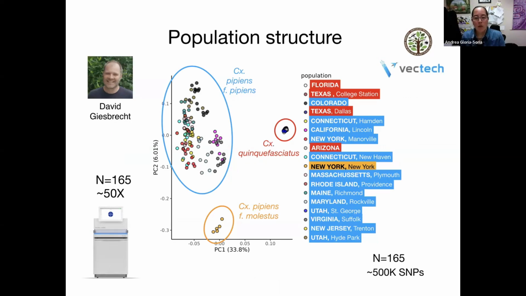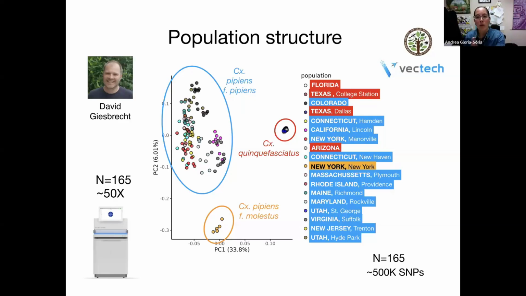And so for this, we took a subset of individuals, approximately 165, and performed Illumina sequencing for the entire genome at 50x coverage. So what you have here is a principal component analysis of the mosquitoes that we genotyped. And this is based on approximately 500,000 SNPs. And what I want to show you here is that we have three main groups of individuals in this plot. We have the principal component one separating the two species.